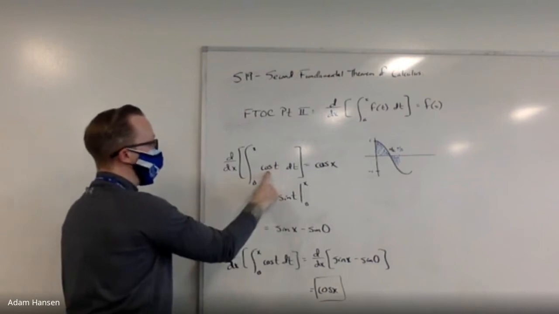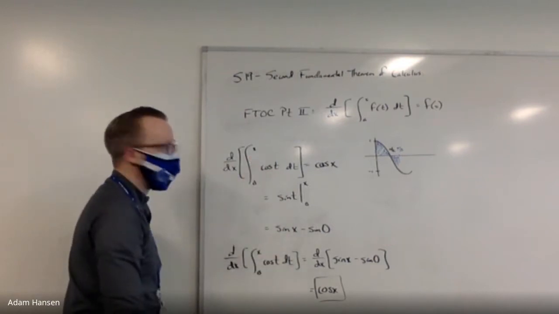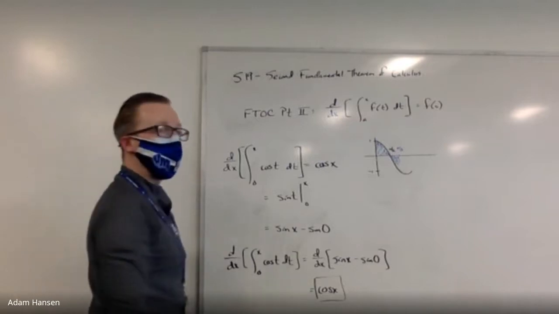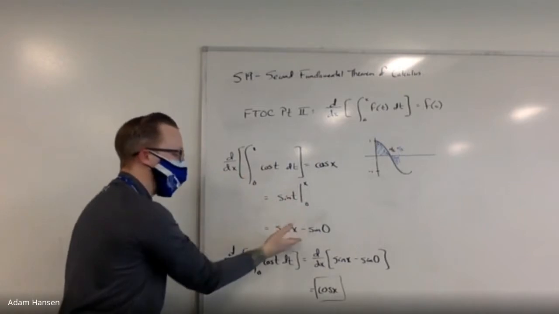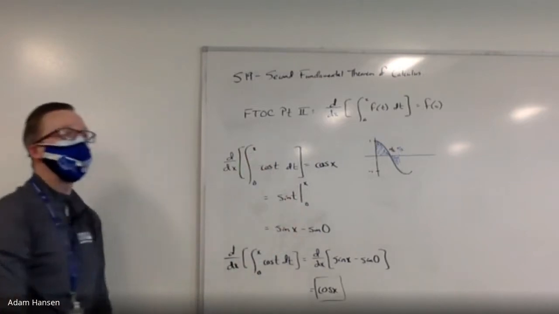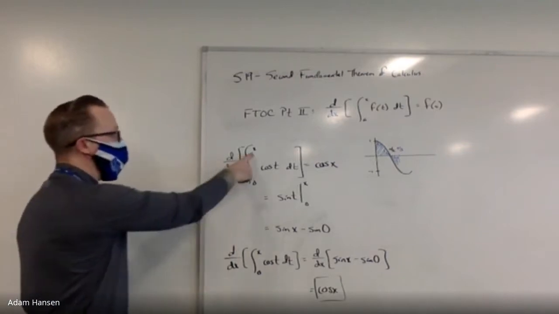The area under cosine from 0 to pi over 2 is just the sine of pi over 2. If I go all the way up to pi, the area under the cosine function from 0 to pi is simply just sine pi. These definite integrals represent an accumulation of area based on whatever x value you have in mind.